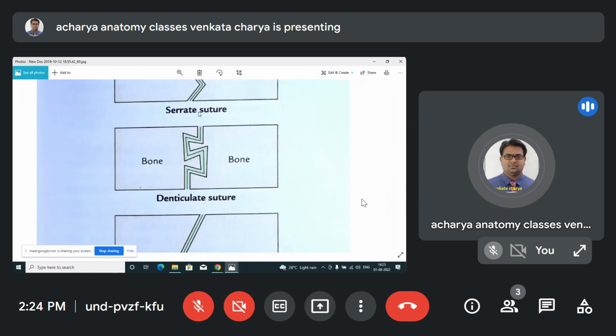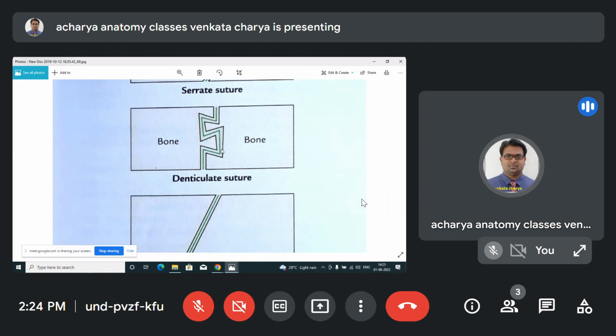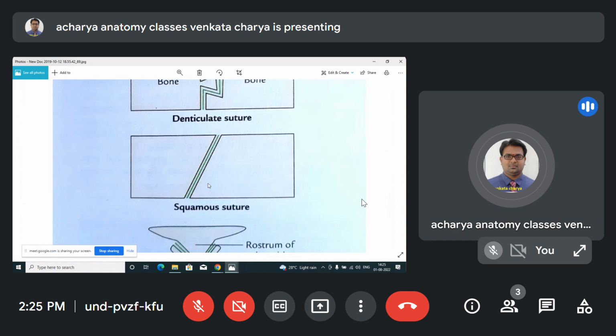Number three, denticulate suture, with dent-like, teeth-like projections, called denticulate suture. Next one is squamous suture. Here the articular surfaces of the two bones are flat surfaces. Between the two flat surfaces there is fibrous material. This type of suture we call squamous suture. Okay.